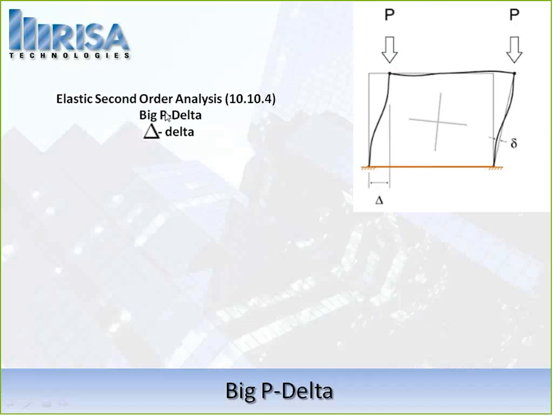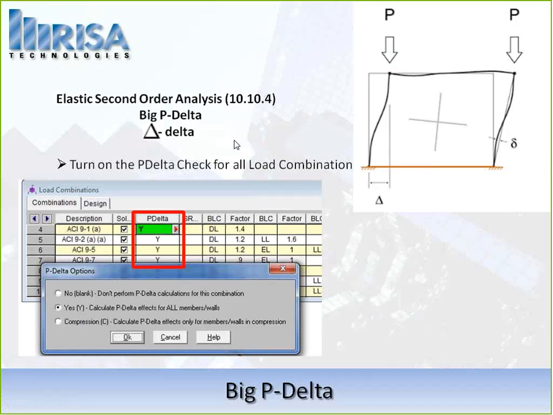Another term we said before was elastic second-order analysis, and you can see different ways that the terminology is used. The way to do that inside of RISA-3D is that we turn on the P delta check for all load combinations. The program will actually warn you if you don't do that. You go into your load combination spreadsheet, and there's a P delta column right there in the middle, and you can either type a yes or Y, or open the dialog and tell the program yes to do it for all members. It's required for all the members, and it will automatically do that for you.